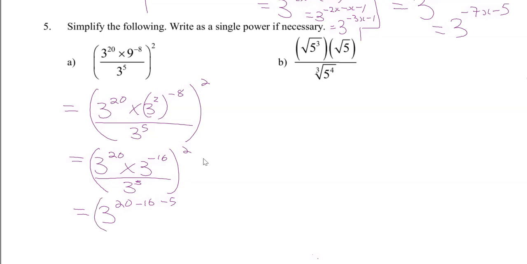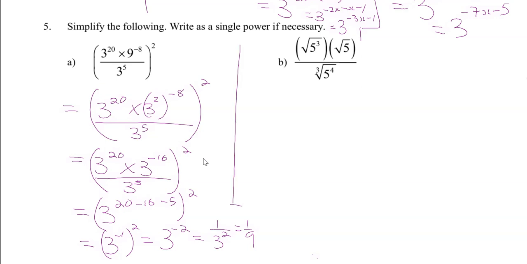5 because that's in the denominator. So we subtract. So we got 20 minus 21 is 3 to the negative 1 squared, which is 3 to the negative 2. Write as a single power. So probably write that as 1 over 3 squared. Or even 1 over 9, because we can actually evaluate it.